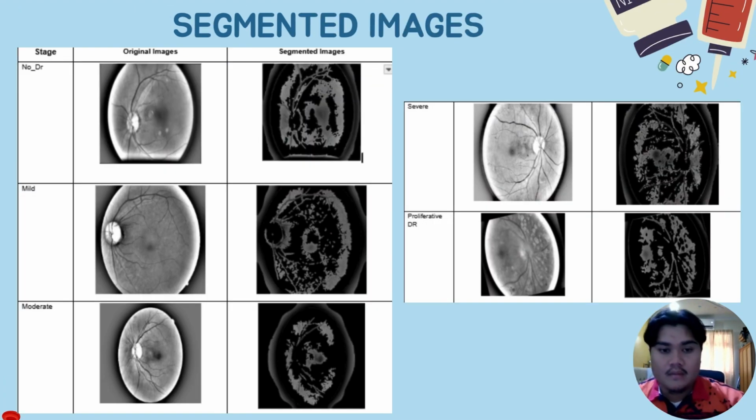As you can see here, this is the segmented retinal image for the 5 stages of diabetic retinopathy. The segmentation highlights the important areas such as blood vessels and abnormalities, making the image easier to analyze and classify. And that's all for me.